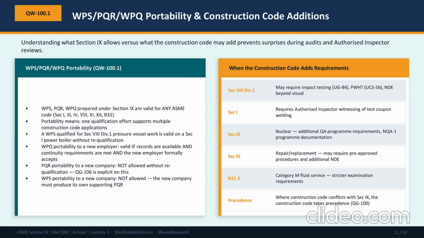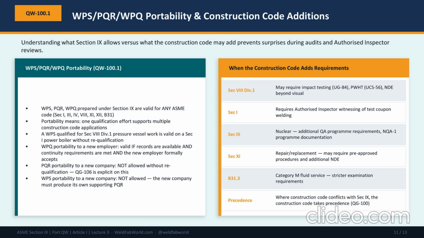Practical example. Your shop qualifies a GTAW procedure on P1 carbon steel. You certified the PQR to Section 9 requirements. That same WPS and PQR is valid when you take a Section 8 Division 1 pressure vessel job, a Section 1 power boiler job, a B31.3 process piping job, or a Section 11 repair job. You do not requalify for each code.